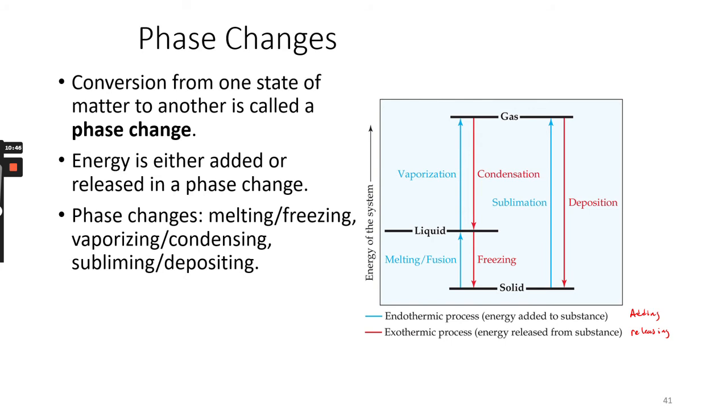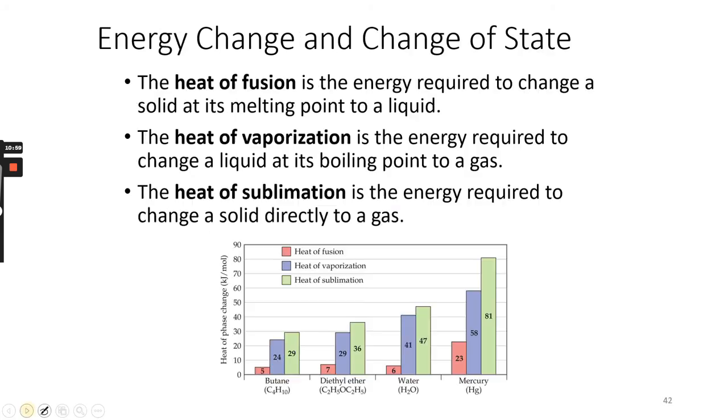The blue ones are endothermic. You need to add energy to go from a solid to a liquid. You need to add energy to go from a liquid to a gas. And the red ones are exothermic. So these changes of state, when you are changing from a solid to a liquid or a liquid to a solid, each of these changes has a certain heat that is associated with it. So the first heat we're going to talk about is the heat of fusion. This is the energy required to change a solid to a liquid.